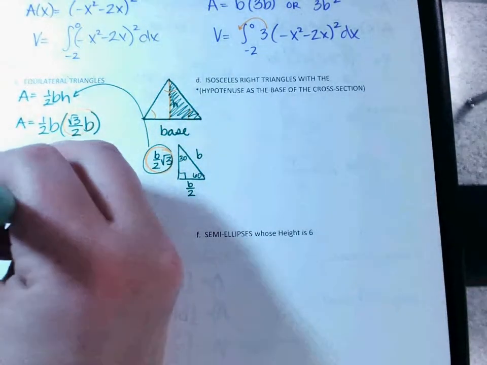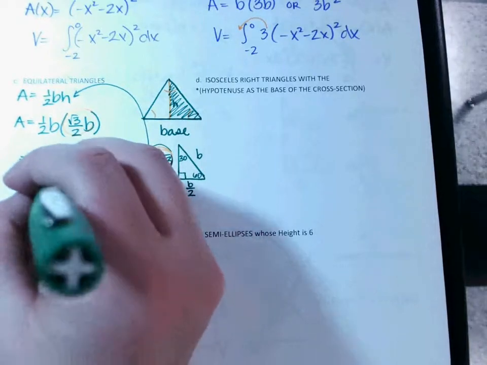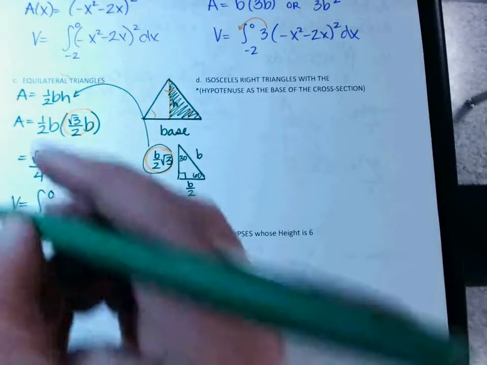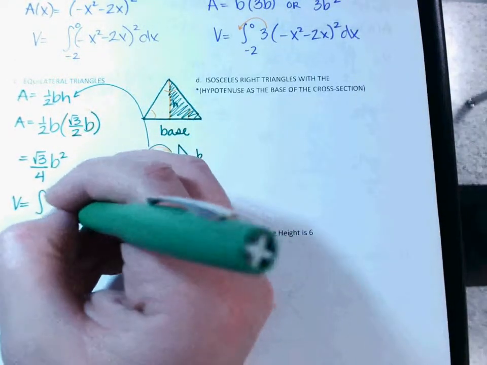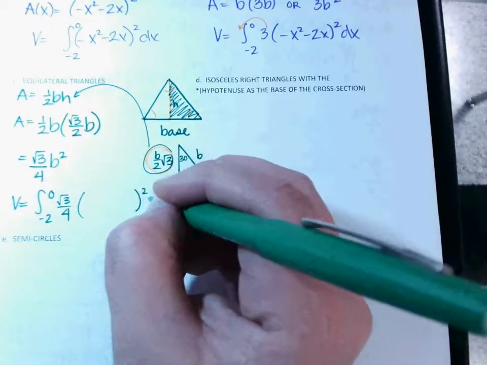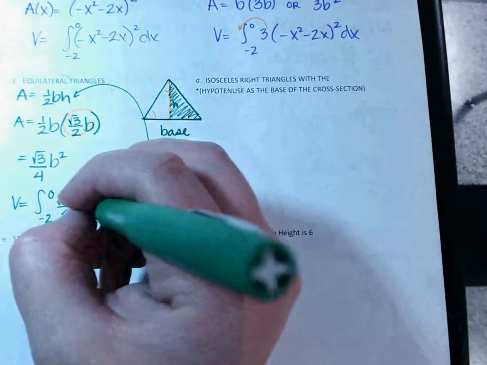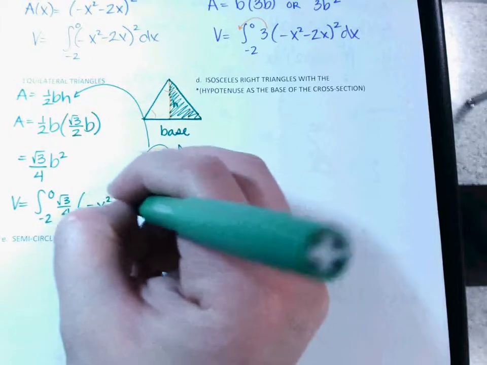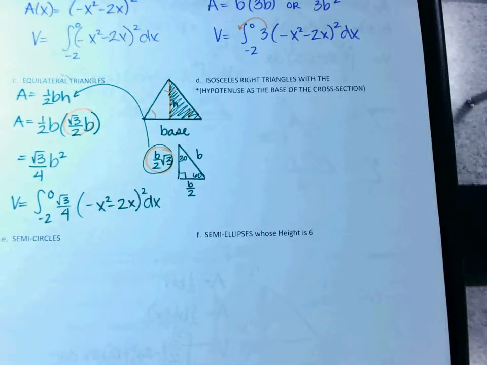So my volume equals the integral from negative 2 to 0, and then I'm going to put the root 3 over 4 here, b squared here, dx, where my b is negative x squared minus 2x. Okay, then you would type that into the calculator. That would give you your area. Okay? Now, take a look at the next one.